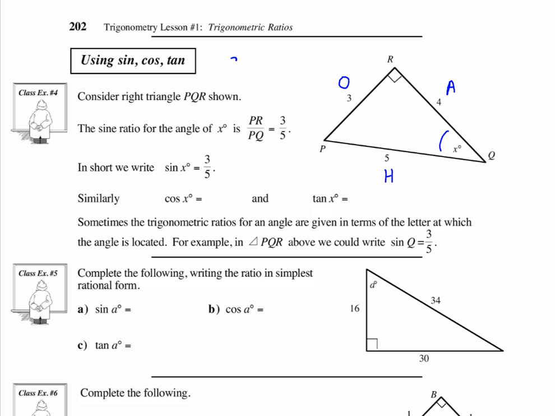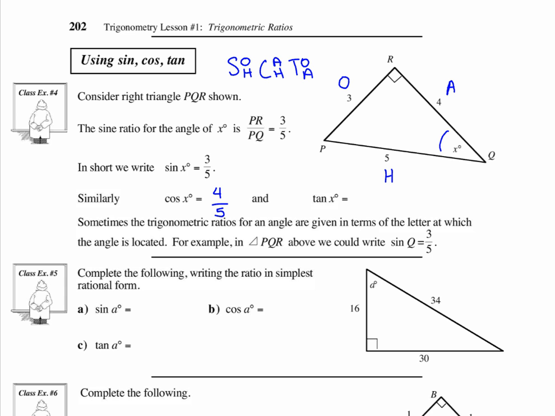So this is where we need to use SOHCAHTOA. It's like you're sucking a toe or something. Or soaking your toe. SOHCAHTOA. Okay. So A divided by H would be 4 over 5. SOHCAHTOA. A.